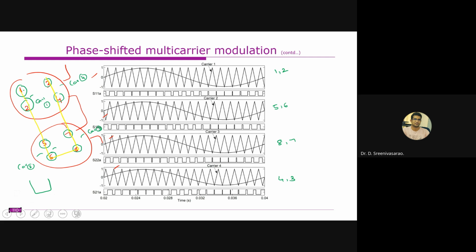If you control it this way, each H bridge will operate in unipolar PWM mode. You know that in single phase you have two PWM techniques, the unipolar PWM and the bipolar PWM. In this way, each H bridge operates in unipolar PWM mode. So you require 4 carriers, and each carrier interacts with the modulating signal and accordingly generates the firing signal for a switch pair.